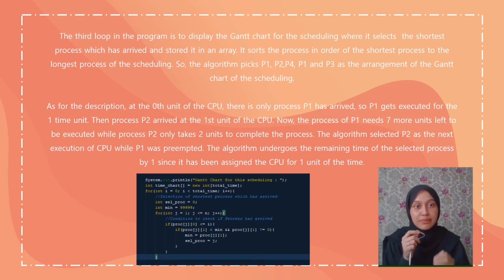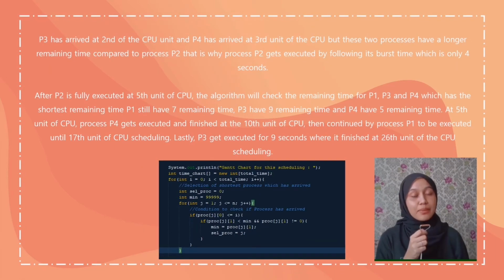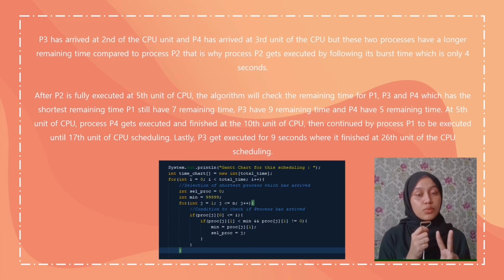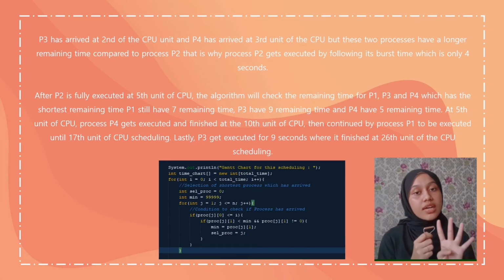The algorithm reduces the remaining time of the selected process by 1 since it has been assigned to the CPU process for 1 unit of time. And then P3 has arrived at the second unit of the CPU, while P4 has arrived at the third unit of the CPU. But these two processes have longer remaining time compared to process P2. So P2 continues its execution because P2 only has 4 seconds of burst time.